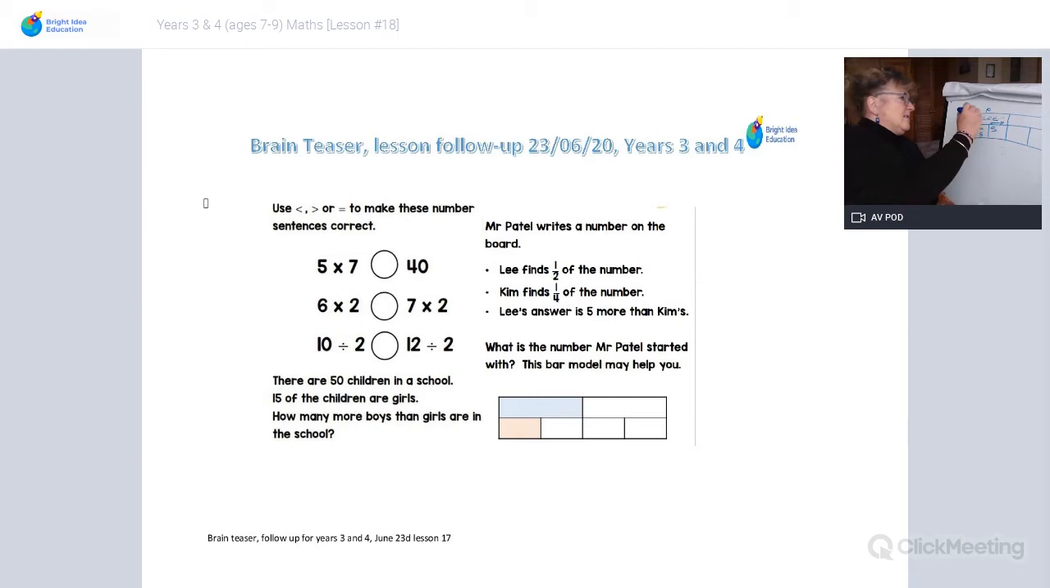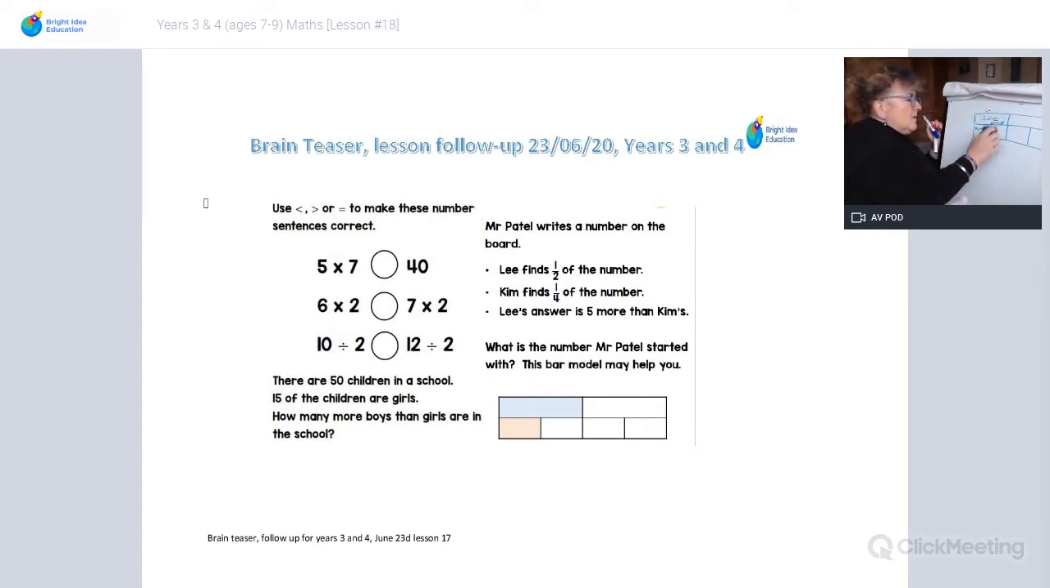Mr. Patel started, the whole thing must be 20. The whole thing must be 20, okay? So let's just think what they said. Sometimes with these word problems, we can get a little bit anxious and then that stops us thinking a little bit. Now, we know that Lee found half, so we've drawn a bar model.